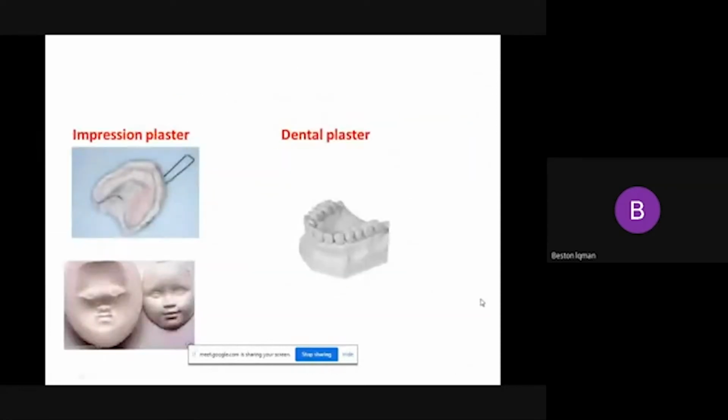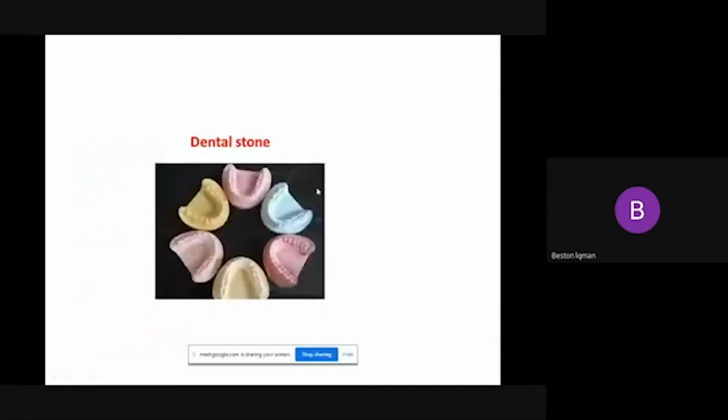This is the impression plaster for making impression. This is the impression plaster for taking impression of the face, like baby, like impression of the finger or impression on foot on the baby, according to purpose. Dental plaster, as we know, is for making mold for pouring the cast. This is the dental stone.